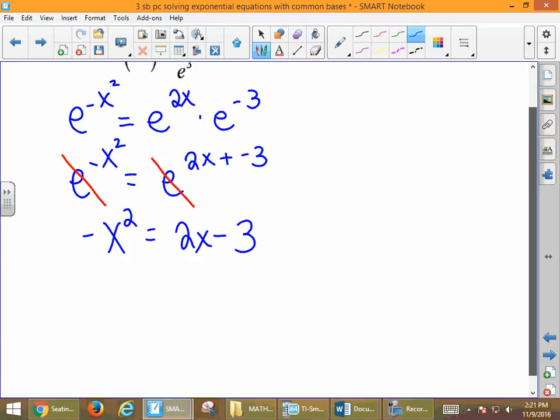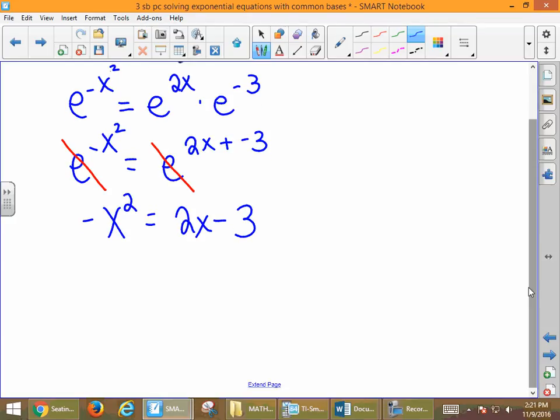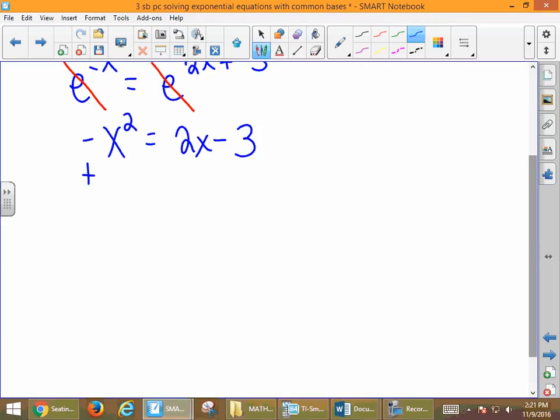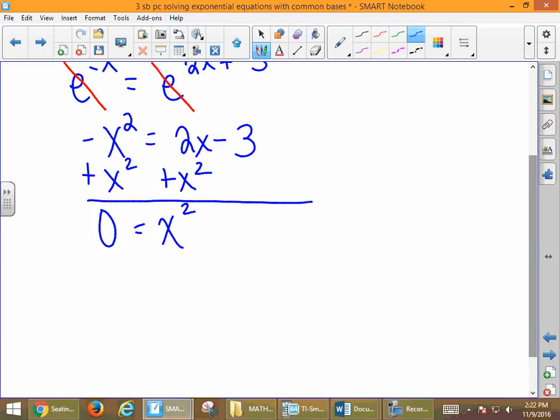And once again, what we're going to have to do is eventually factor. I can recommend moving the negative x squared to the right side of the equation because it's a lot easier to factor when your x squared term is positive. So we get 0 equals x squared plus 2x minus 3. And now we can factor.